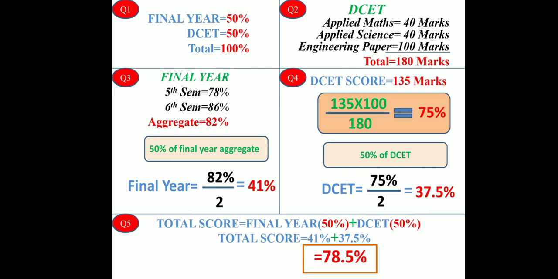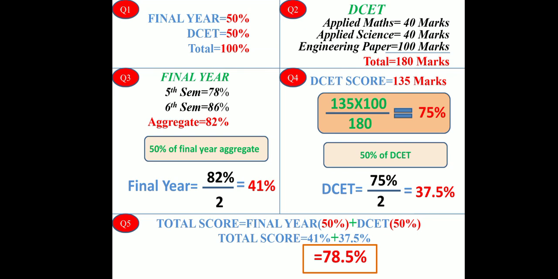In quadrangle 3, how do you calculate the final year percentage and how will that final year percentage be included in your final ranking? Assume that in 5th semester I have scored 78% and in 6th semester I have scored 86%. As I said earlier, they consider 50% of your final year. If I make the total 5th and 6th semester aggregate, it will be 82%. When I take 50% of this 82%, you will get 41%.